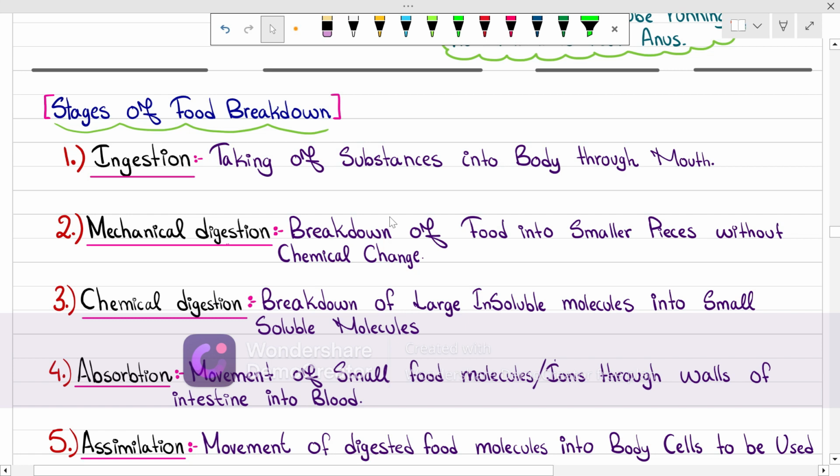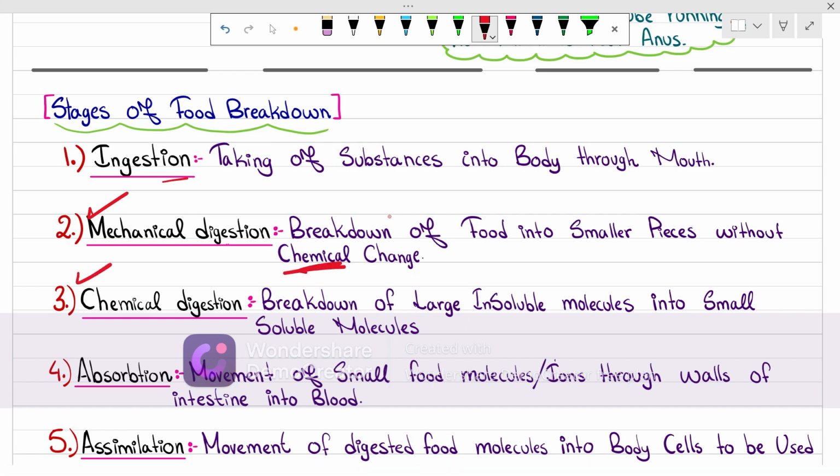There are 5 stages of food breakdown. The first one is ingestion. During ingestion, food is taken into the body through the mouth. So once you place food into your mouth, this is the process of ingestion. After ingestion, we have mechanical digestion. During mechanical digestion, food is broken down into smaller pieces to increase the surface area without any chemical change.